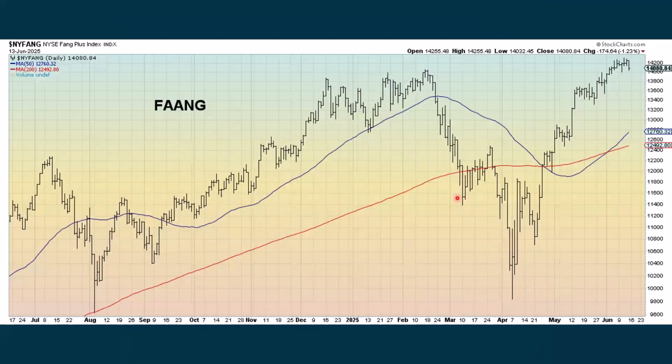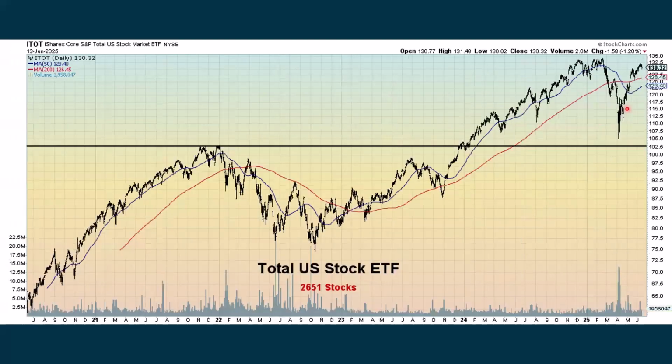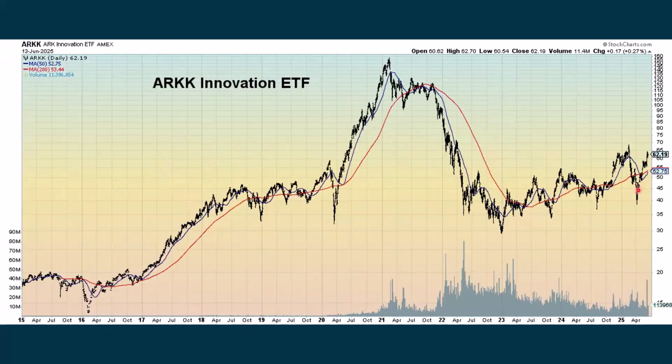The FANG index has been doing quite well. It got hit on Friday, but we're in an uptrend. And these are the bigger stocks as well: Facebook, Apple, Amazon, Netflix, Google. This has actually been holding up pretty well. And the Wilshire 5000, which is a broad market measure, is still above its 200-day moving average. And then this is another broad market measure, the total U.S. stock ETF. It's doing okay for the time being. ARK is trying to get back up to an uptrend here. It was actually up a little bit in Friday's session.